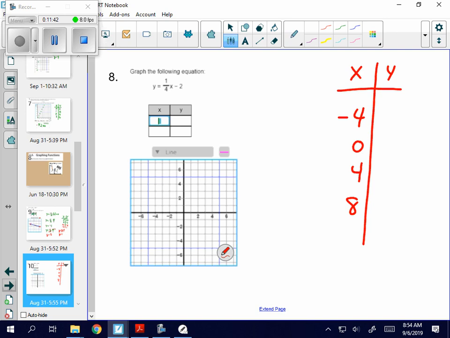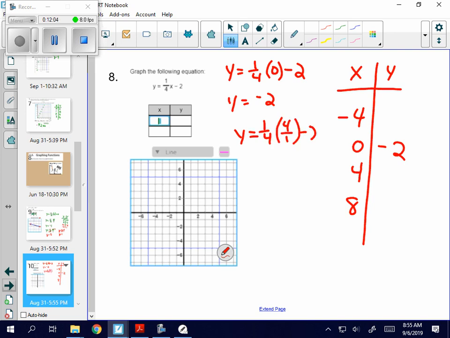So let's try 0 first. Y equals 1/4 times 0 minus 2. Well, 1/4 of 0 is 0. So y is negative 2. When we plugged in 0, out came negative 2. Let's plug in 4. Y equals 1/4 times 4 over 1 minus 2. Well, 1/4 of 4 is 1, minus 2 gives us negative 1. So when we plugged in 4, out came negative 1.